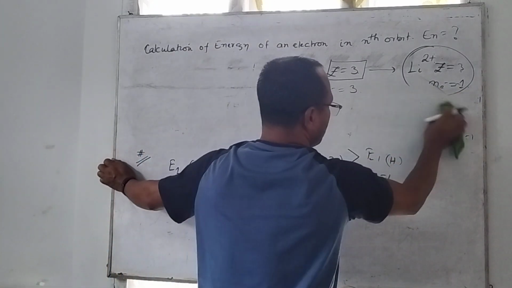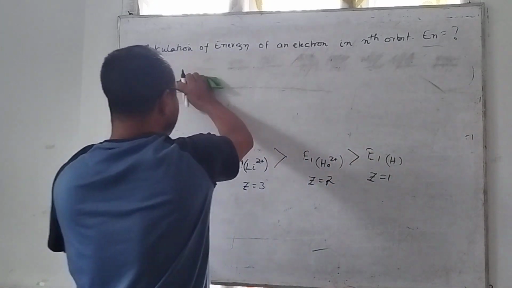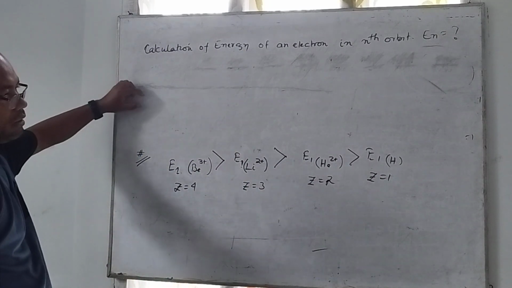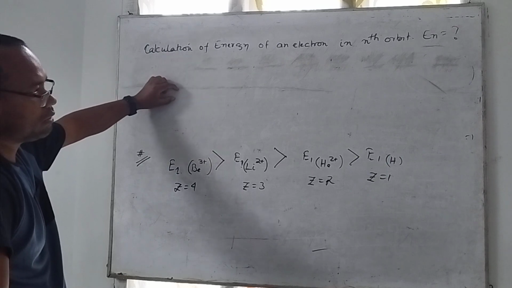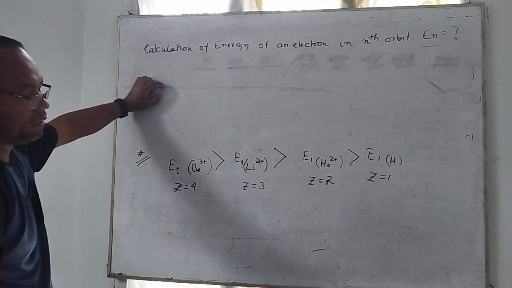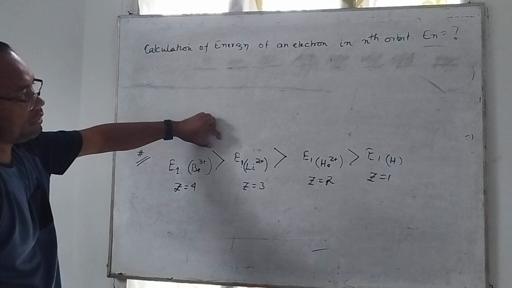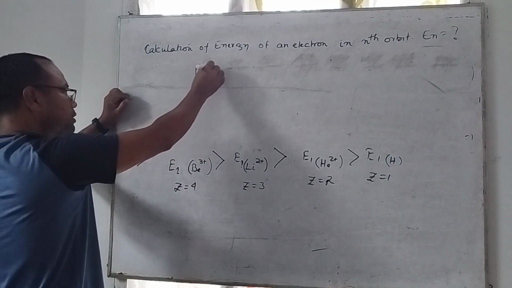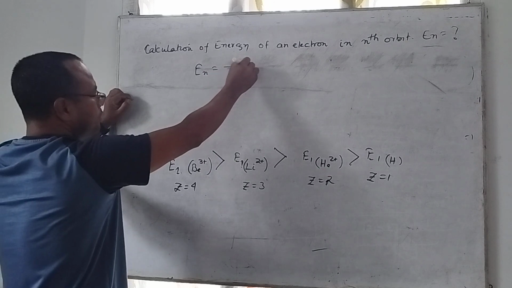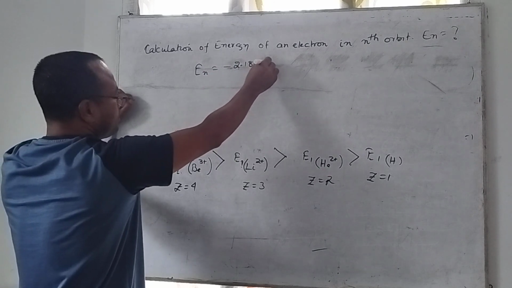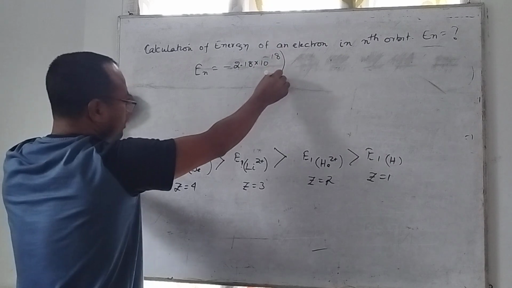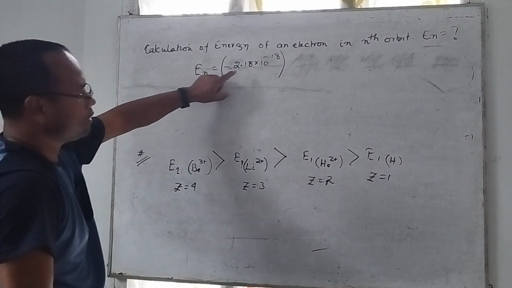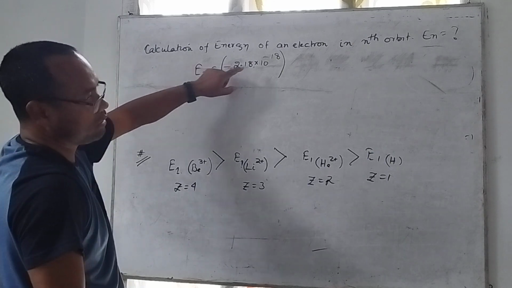Now, the simple formula. How could we find the energy of an electron in the n orbit in different species? I just remind you: En is equal to minus 2.18 times 10 to the power minus 18 (joules) over n squared. This is for hydrogen itself, right? This is for hydrogen itself.